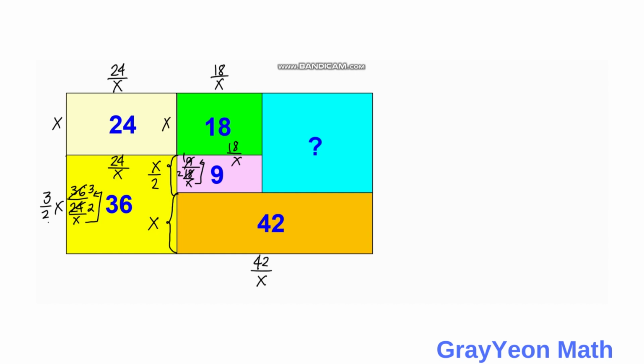Okay, so next we consider the length of this blue rectangle. The length of the blue rectangle is just, you need to take the total, which is 42 over x. If you look down, the total is 42. And you just need to subtract 18 over x, so you have 24 over x. And for the width of this blue rectangle, this part is actually x and this part is actually x/2. So in total, we have 3/2x.